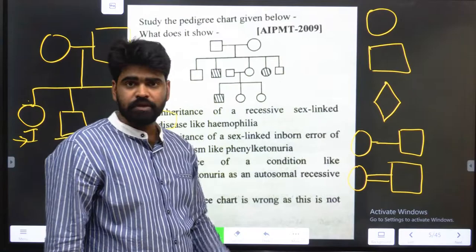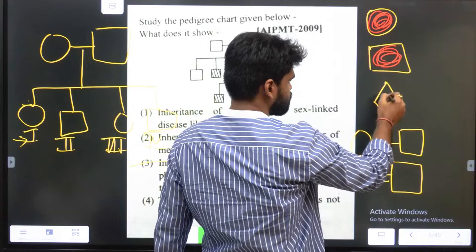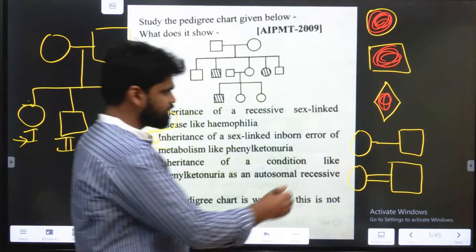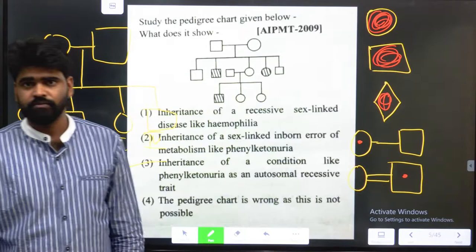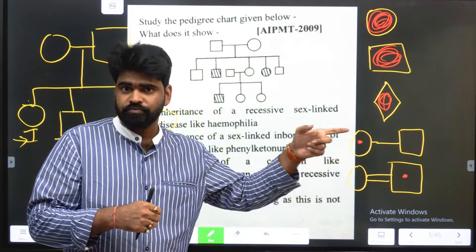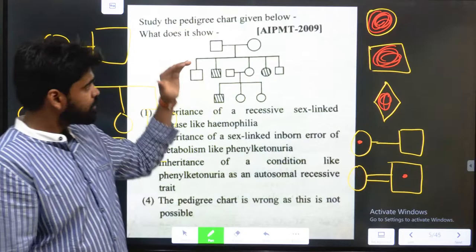Now understand, everything is normal here. If you fill this completely red, filled means a solid structure, it means there is a symptom. The offspring is affected. Now try and understand the meaning of just a dot in between. Carrier. They are carriers. They are not showing the symptom, but one gene is affected; they are not able to produce the phenotype because one gene is functional, but they can pass this carrier gene to the children.